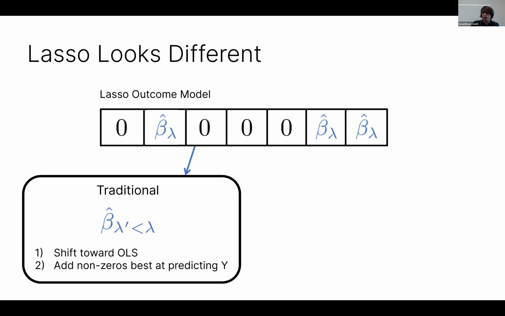In traditional undersmoothing, if you just chose a smaller lambda prime, two things would happen. One, you would shift all the coefficients towards OLS. And two, you would add non-zeros back in that are best at predicting y. So here you're undersmoothing in the L0 norm. You're making less sparse coefficients.